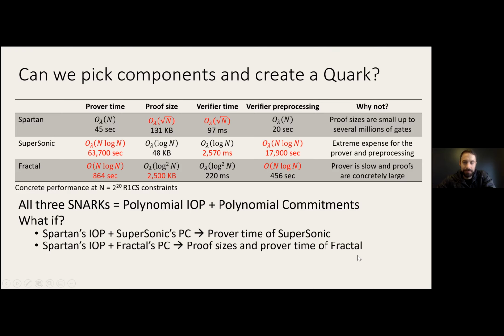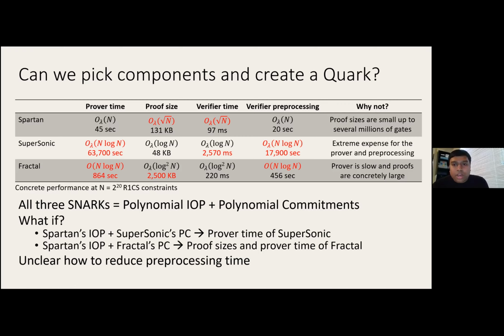Thanks. So it turns out that if we just pick existing components in these existing schemes and then try to combine them in different ways, we don't quite meet the requirement that I described earlier in the talk. So it's also unclear how to reduce this pre-processing time a priori, because all of them sort of require looking at the description of the circuit and doing some number of cryptographic operations for each gate in the circuit.